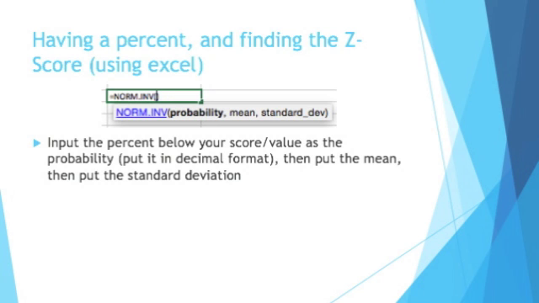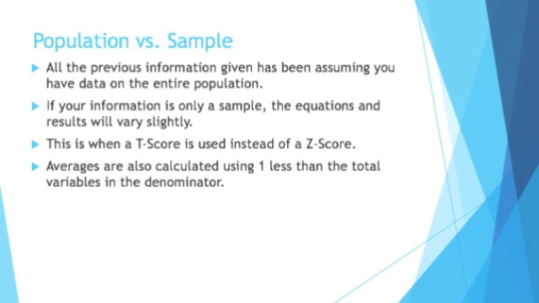So in Excel, you would say equals norm, but then instead of dist for distribution, you'd say .inv for inverse. So this is where you take a percent, which is a probability, and then you get your z-score from it. So you do probability, comma, the mean of your value, comma, the standard deviation of your value. And it will give you the z-score you need to have that many percent of people or values below your z-score.